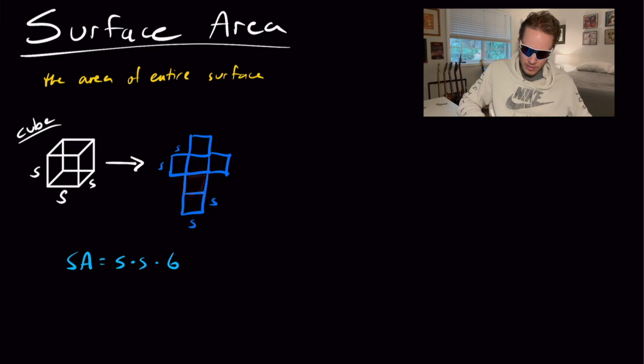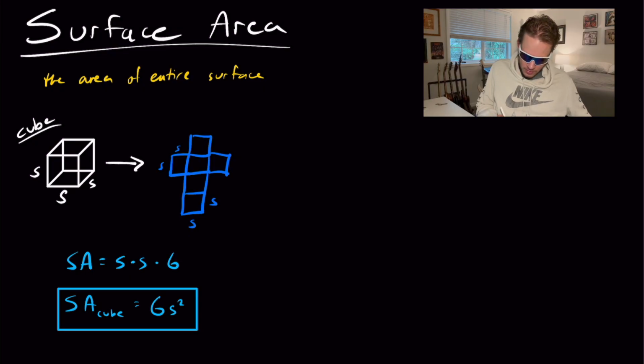So this area would be S times S. This area would be S times S. This area would be S times S. This one is S times S. So is that one, and so is that one. So I got 1, 2, 3, 4, 5, 6 S times S's. That's why the surface area for a cube is S times S times 6, because there's 6 of them. If you simplify that down, the surface area of a cube is equal to 6 times S squared, where S is equal to the side length of the cube.